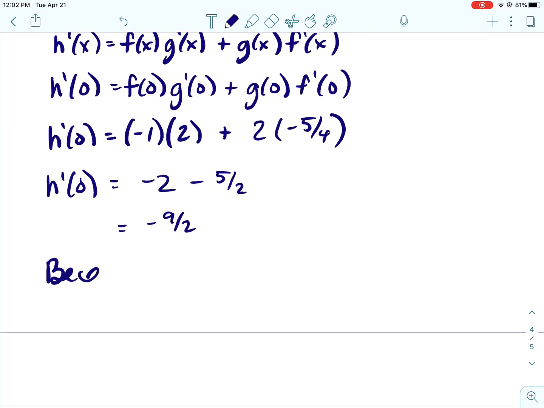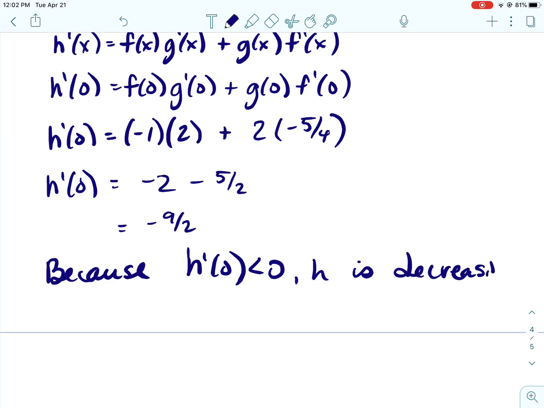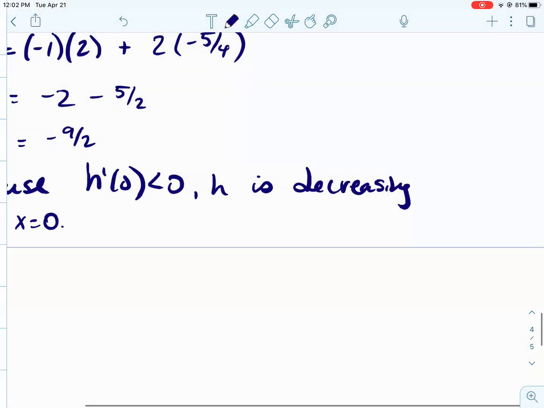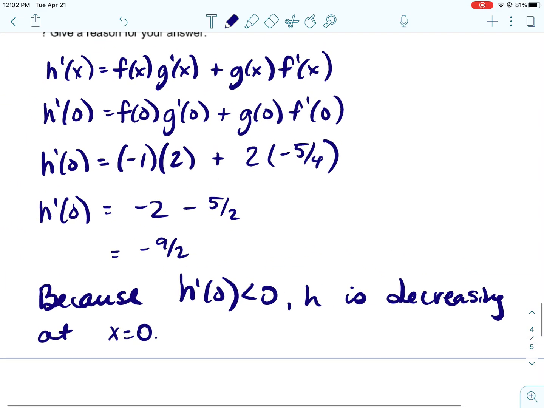Alright, and then because you guys get to use a calculator, we can just put that in the calculator, or we could add or subtract it on our own. Either way, we're going to get -9/2. So because h prime of 0 is less than 0, or you can say because h prime of 0 is negative, whichever way you want to word it, h is decreasing at x equals 0.